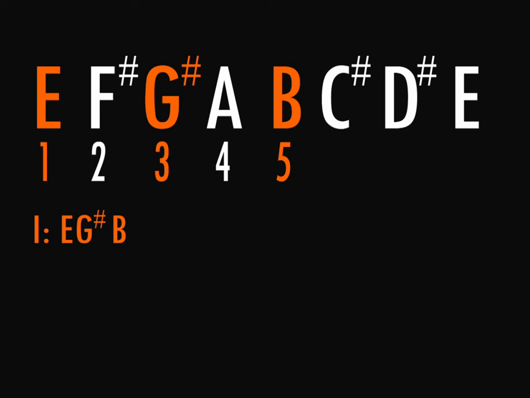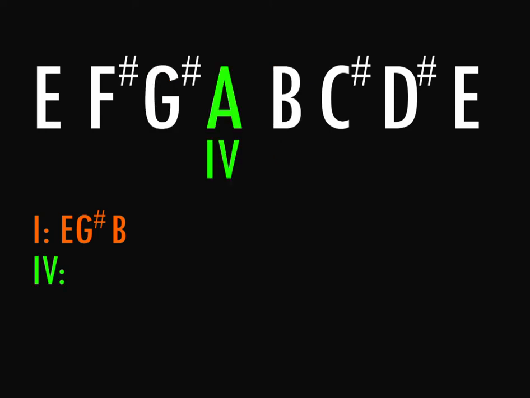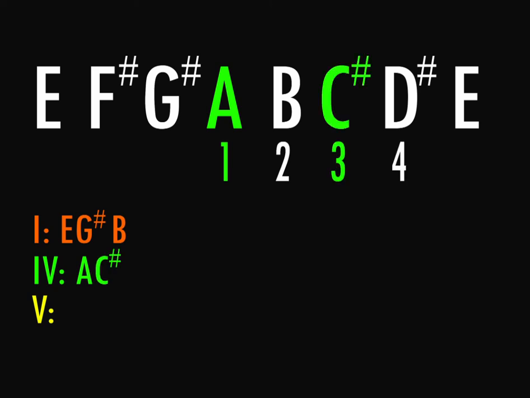The other two major triads in the key of E are A and B, because these are our 4th and 5th notes of the major scale. Let's look at the A major triad. We can start on A, and if we count up from A to C sharp, that's our major third. And then we keep counting and we get to our 5th, which is E. So the A major triad is made of A, C sharp, and E.